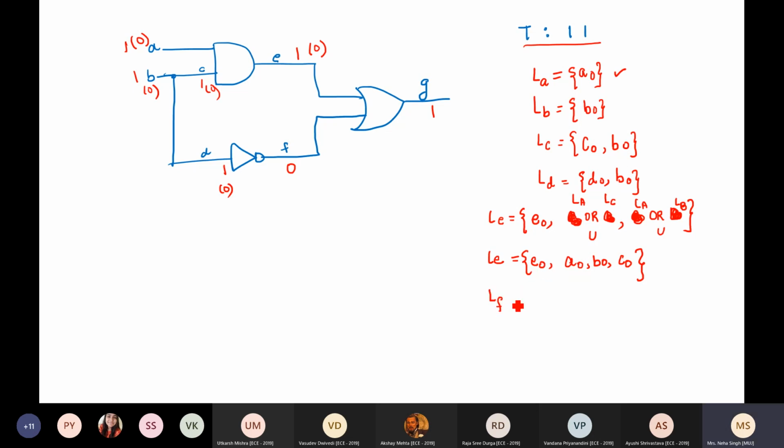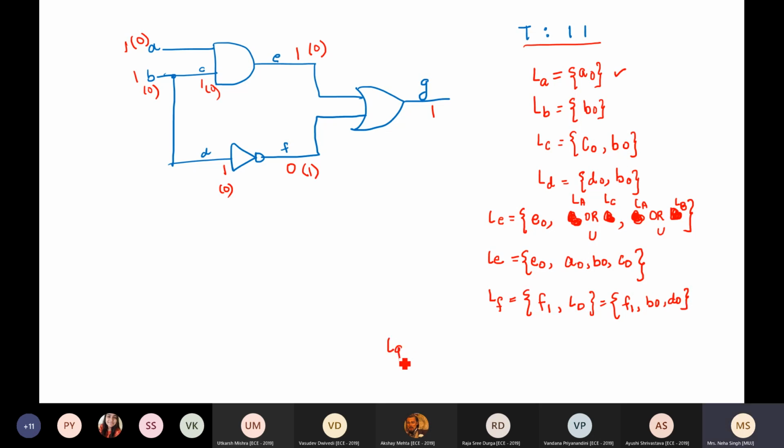Similarly, fault list for F. F की actual value is 0 if this value gets stuck at 1. So I have F1 in my fault list. Also, this will be faulty 1 if D is at fault. So I should have the fault list of D. Fault list of D क्या है? B0 and D0. So my total fault list becomes F1, B0, D0.